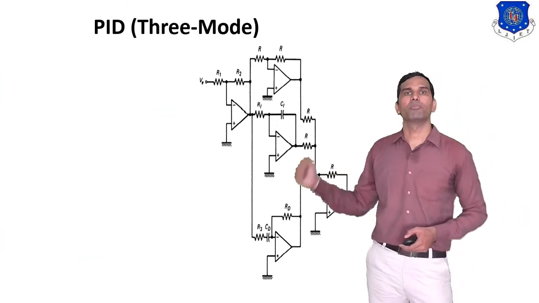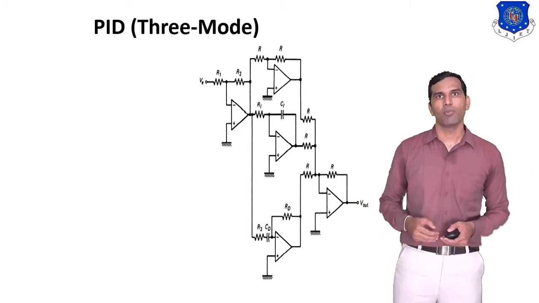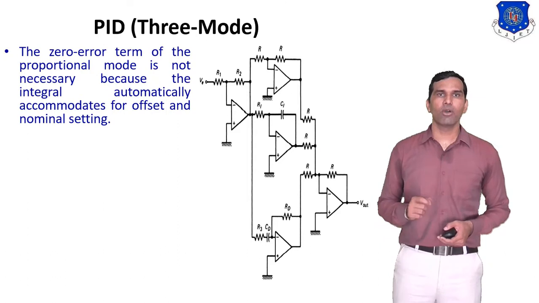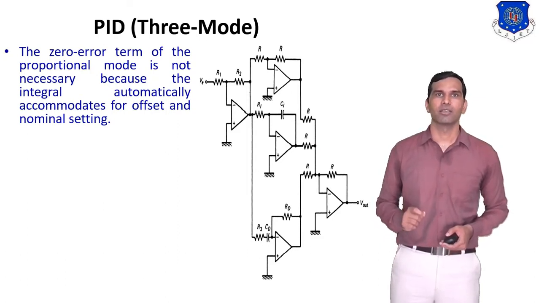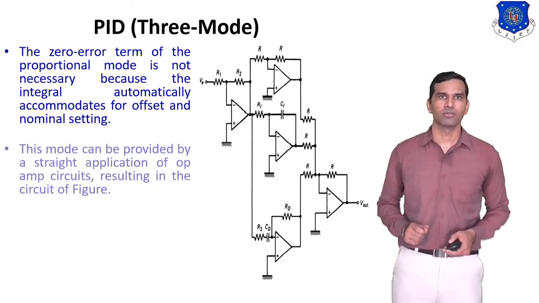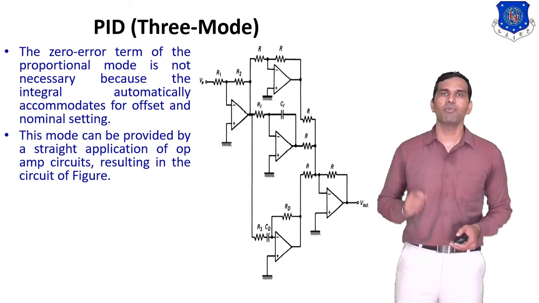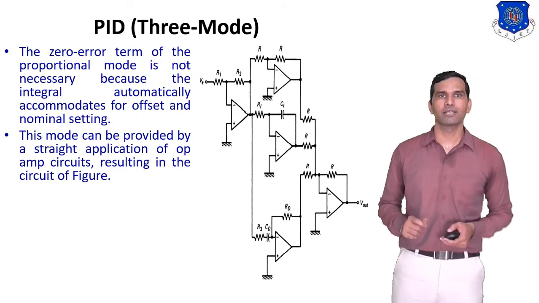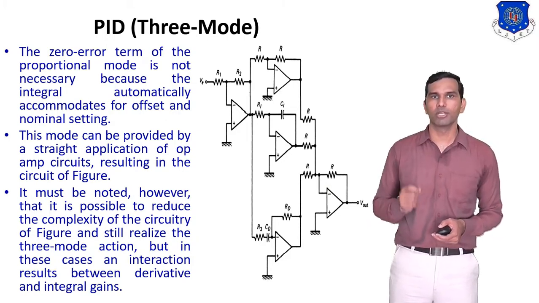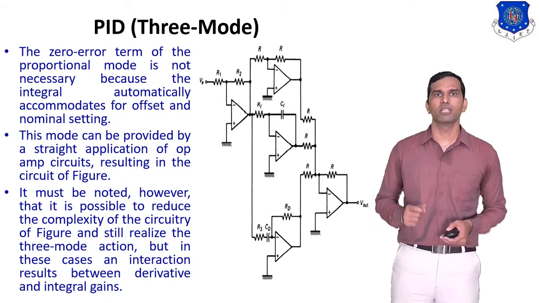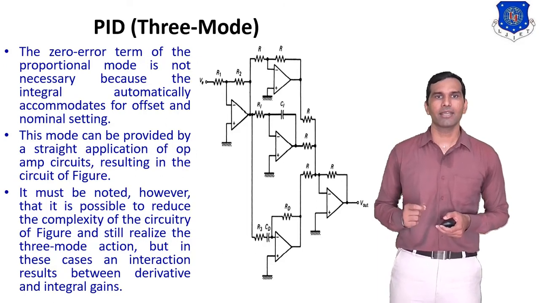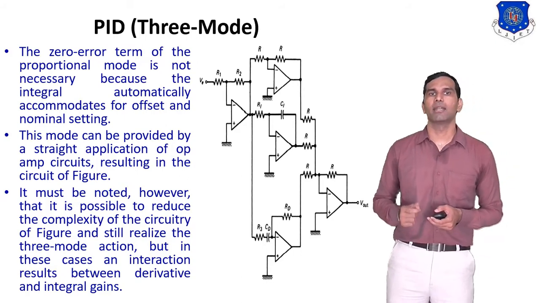See, this is the diagram of the PID controller. That means this is the analog diagram of the analog controller, or we can say this is the PID analog controller. The zero error term of the proportional mode is not necessary because the integral automatically accumulates for the offset and nominal setting. This mode can be provided by a straight application of op-amp circuit, resulting in the circuit of this figure. It must be noted, however, that it is possible to reduce the complexity of the circuit of this figure and still realize the three-mode action, but in this case an interaction region appears between derivative and integral gain.